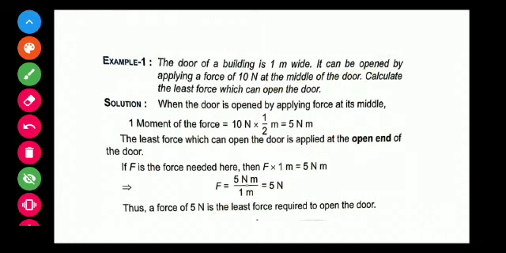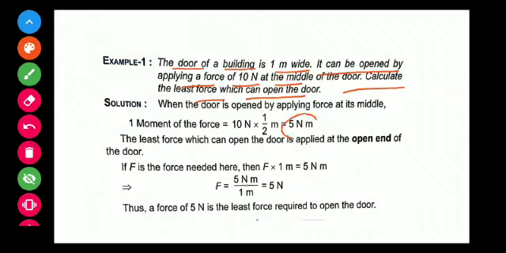Now what is your question? The door of a building is 1 meter wide. It can be opened by applying a force of 10 Newton at the middle. If we apply a force of 10 Newton at the middle, then we open the door. Calculate the least force which can open the door.